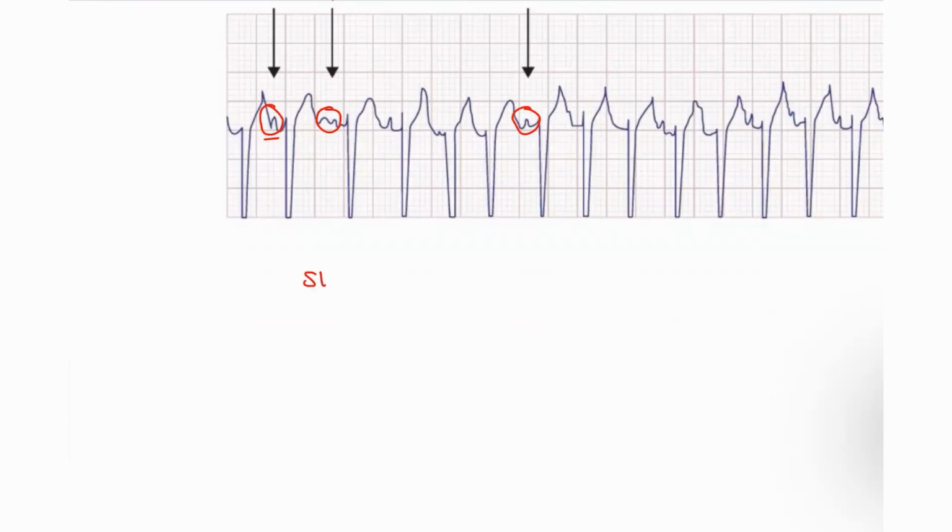Again, if the patient is stable, treat the underlying cause and give beta blockers. But if the patient is unstable, then go for cardioversion. Okay, cardioversion should be done for this patient.